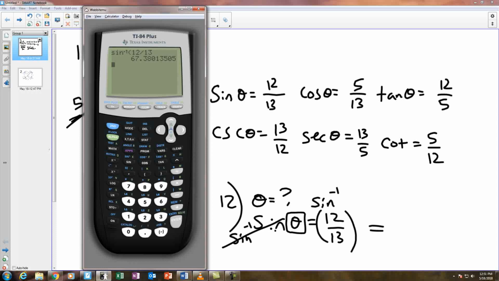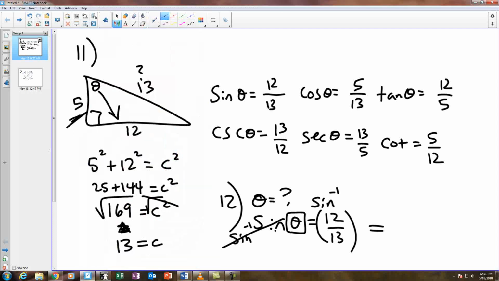And I get 67.38. Now, if I had chosen the cosine, which was 5 over 13, and I did second cosine of 5 over 13, I get the exact same answer. Same thing with tangent and tan inverse. So it's 67.4 degrees would be my answer for 12. So that's your basic right triangle trig that we would have pulled from basically what you did in geometry.